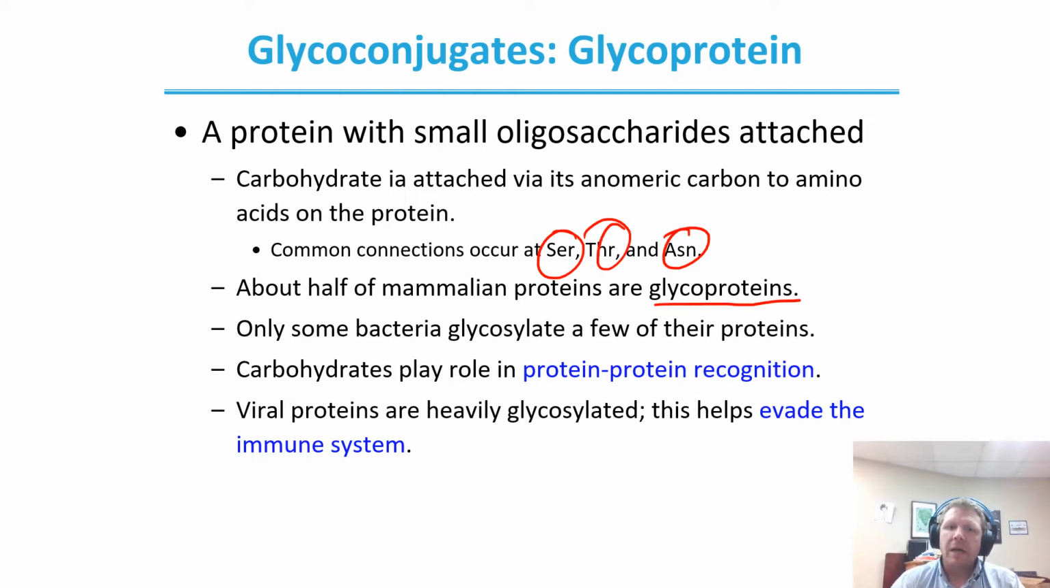Now, only some bacteria glycosylate a few of their proteins. Carbohydrates play a role in protein-protein recognition of one another. Viral proteins are heavily glycosylated, and ultimately that's what helps them evade the immune system.